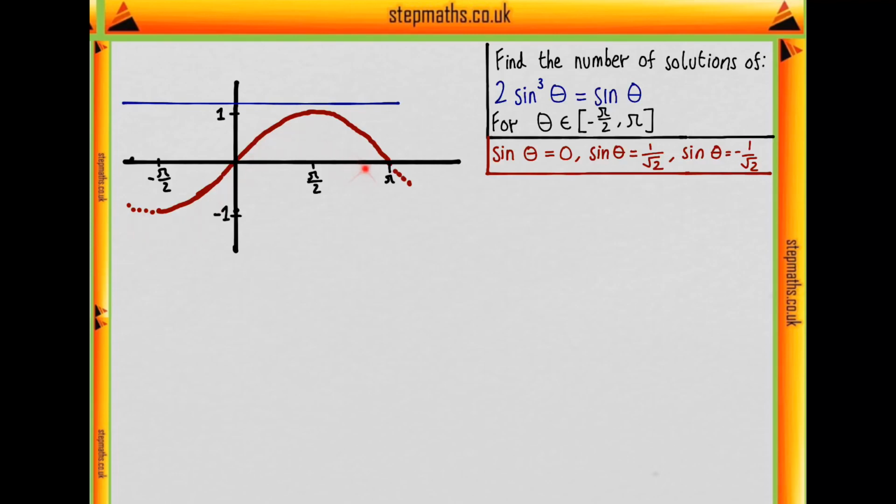So here we have our sine curve from minus pi over 2 to pi in solid red line. And we essentially want to move this blue line around, because this corresponds to either of these as we move it up and down, to see how many intersections we have.